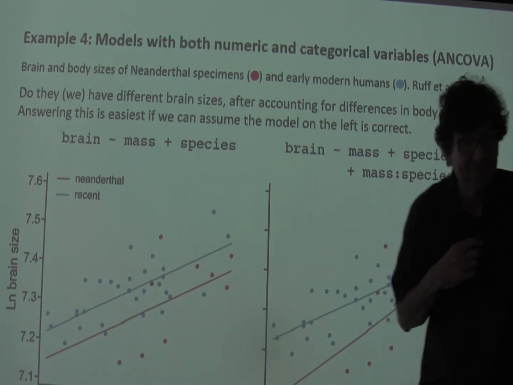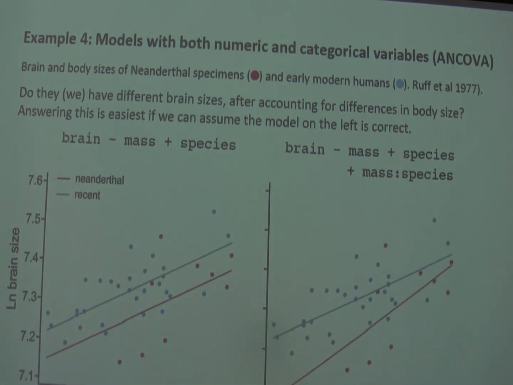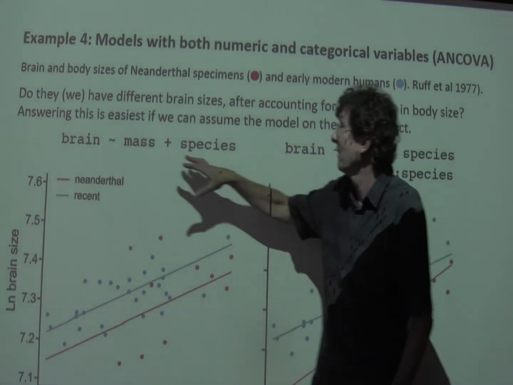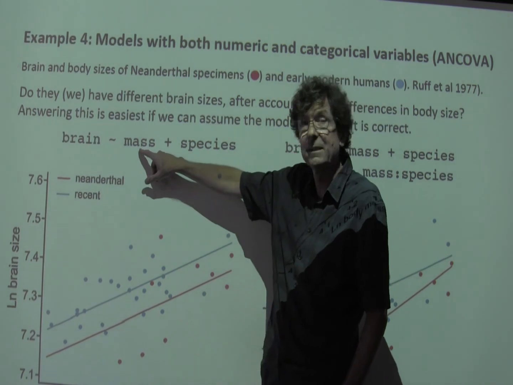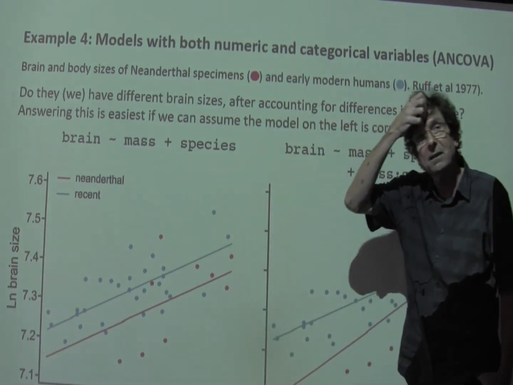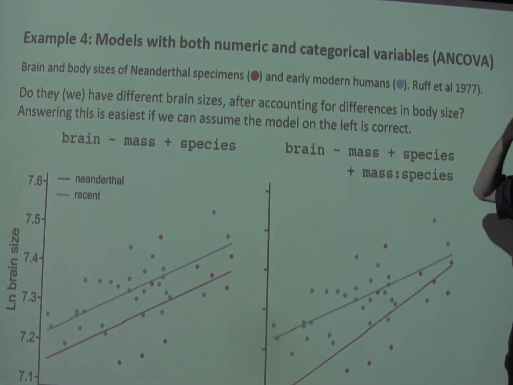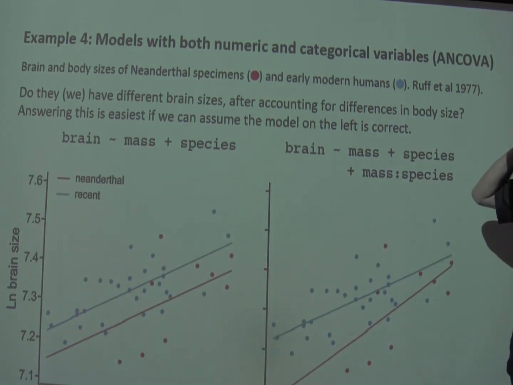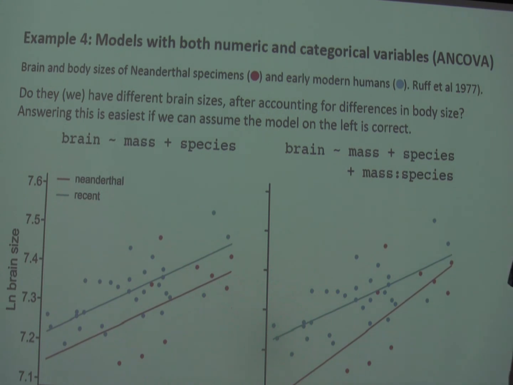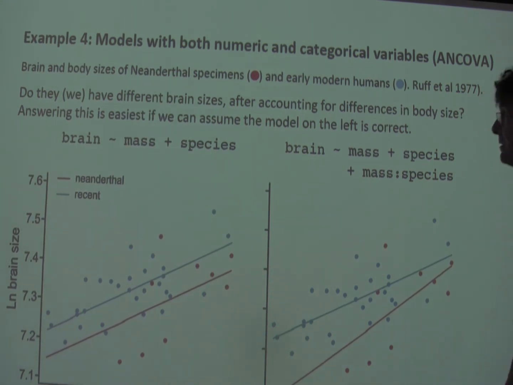Okay, we're running out of time. Another example, analysis of covariance. And the difference from the first 2 examples is, I've got 2 variables now. One of them is continuous and the other one is categorical. So this is an analysis of data that came out a long time ago, just asking who's got bigger brains, us or them? This is Neanderthal versus humans. So these are all estimates of brain size from fossils.